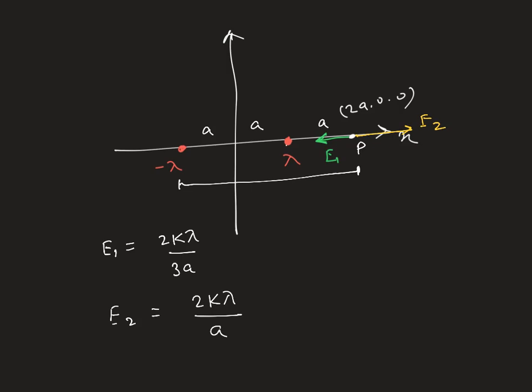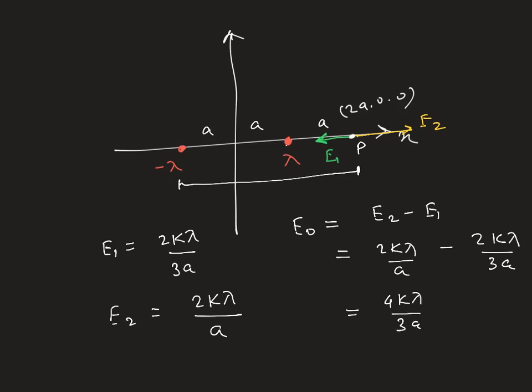Now, what will be the net field? The net field will be obviously E2 minus E1. As you can see, E2 is forwards, E1 is backwards. So 2kλ by a minus 2kλ by 3a. And that is going to be 4kλ by 3a along the positive x-axis. That is going to be your vector direction of the field.